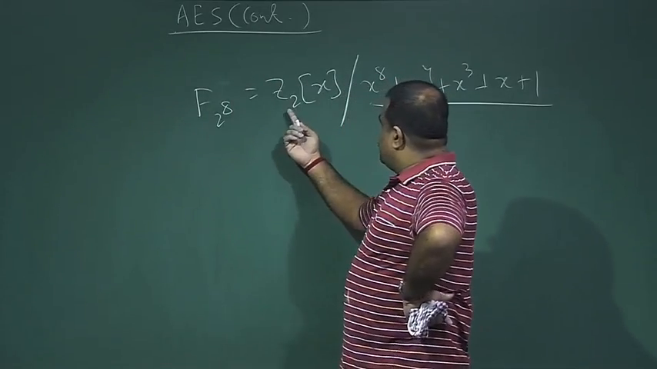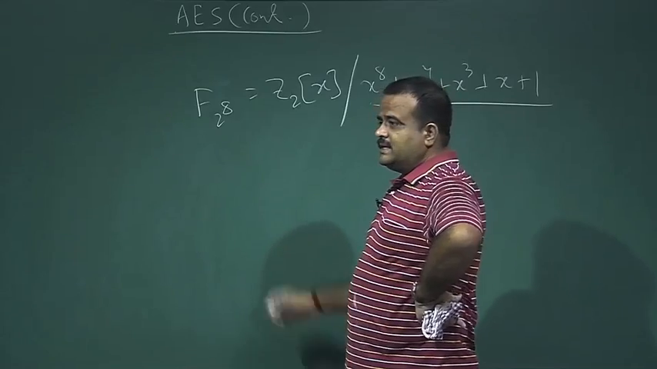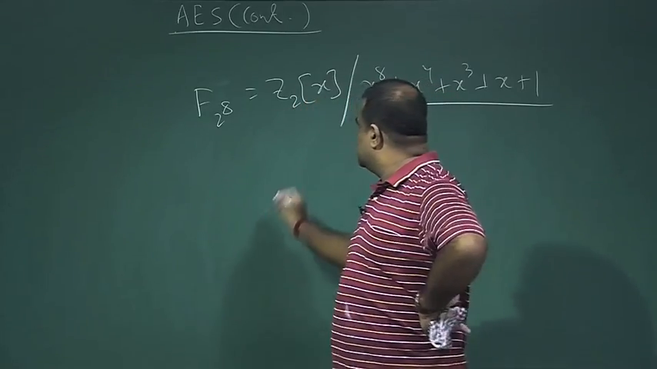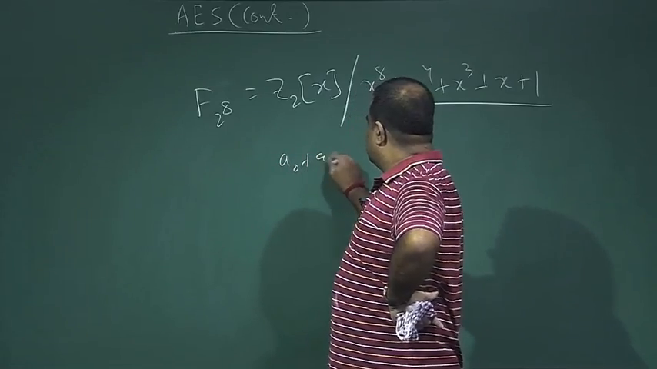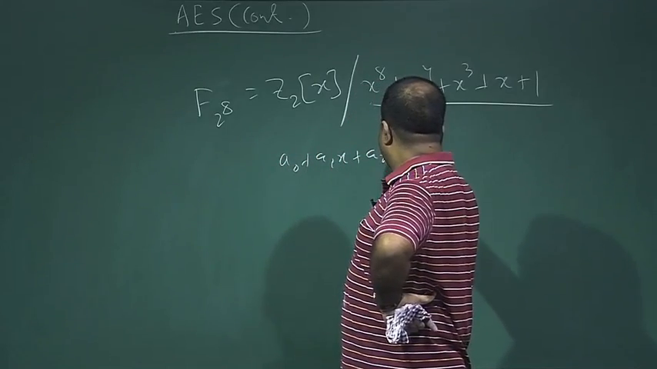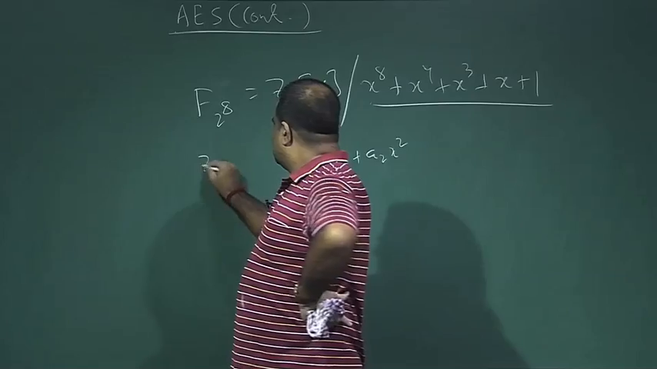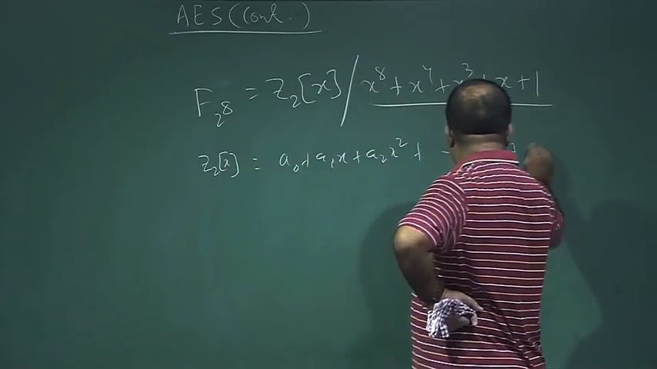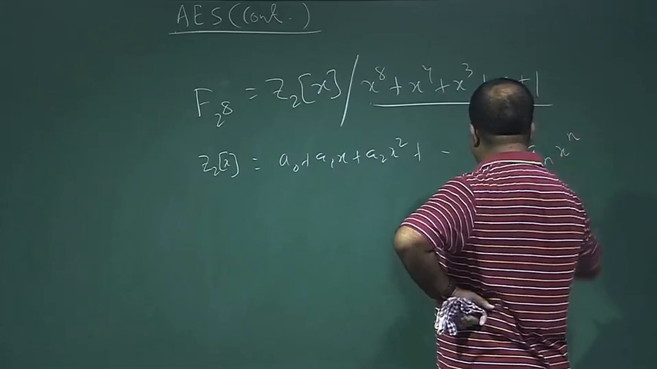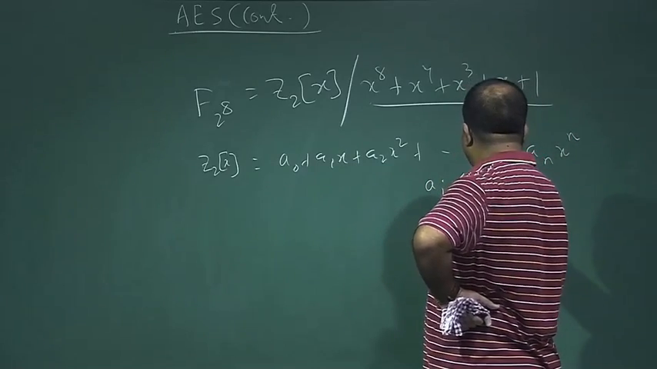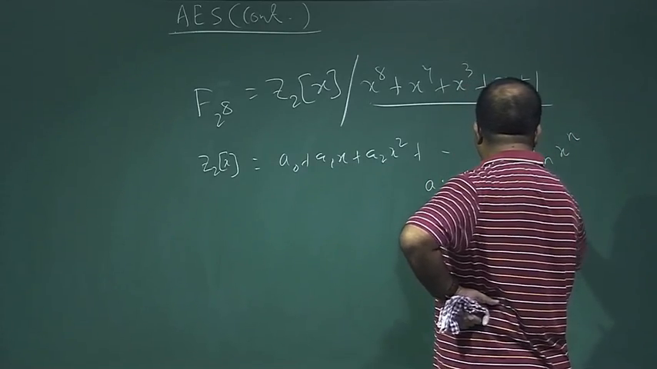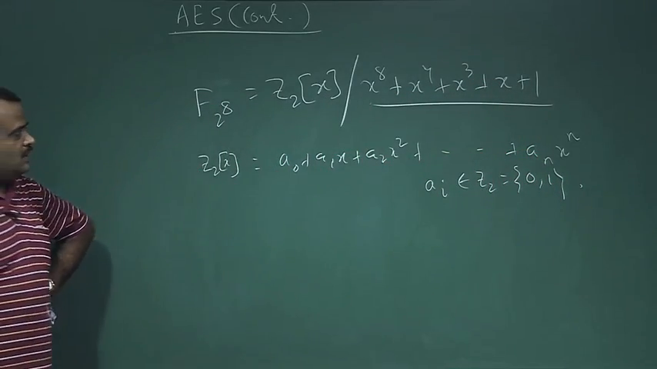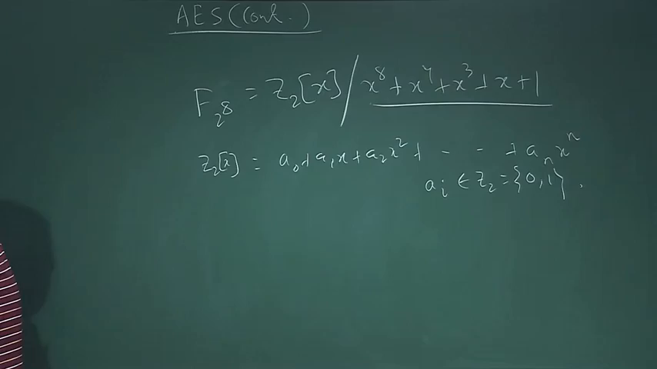Z2[x] means the set of all polynomials whose coefficients are 0 or 1. So it is like a0 plus a1x plus a2x square and so on, of any degree, x to the power n, where n could be anything. The ai's come from Z2, which is basically 0 and 1. So this is a polynomial whose coefficients are binary, 0 or 1.